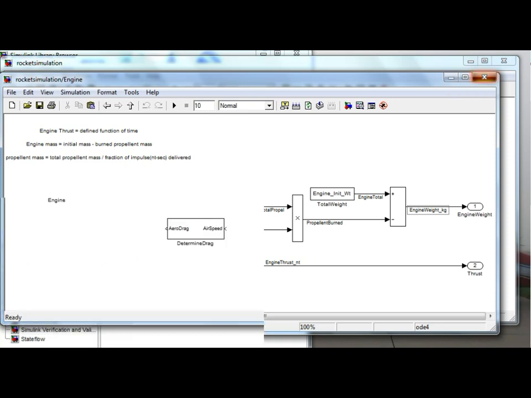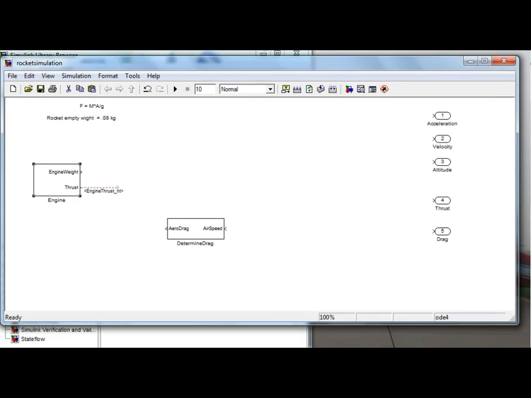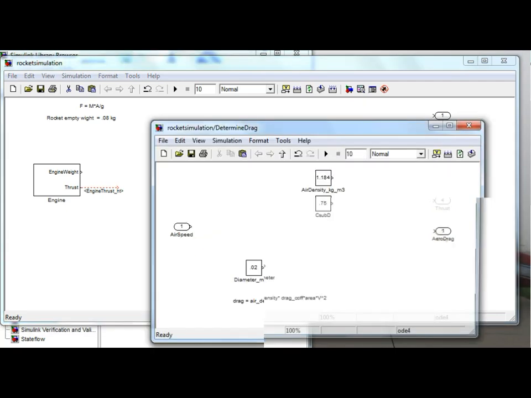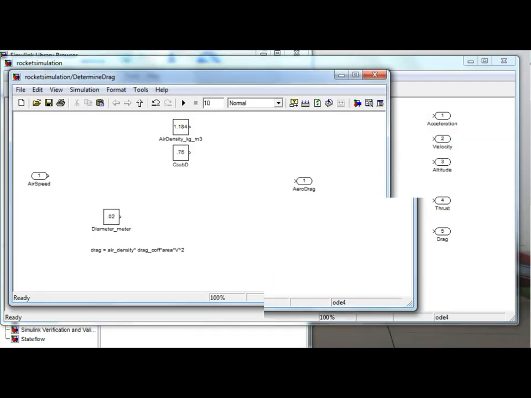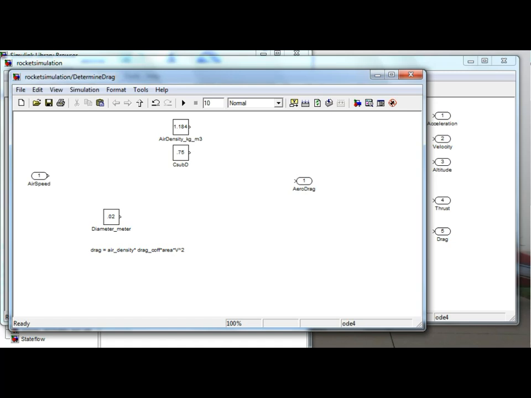Close that. I got another block here, determine drag. Input is airspeed and output is aero drag. That block isn't as done as the previous one. But I do have a couple constants in here. I've got the diameter in meters of the rocket. I've got a C sub d, the drag coefficient. I've got air density in kilograms per meter squared. And I've got the equation that I'm trying to implement here. And I'll move it up here for the fun of it.